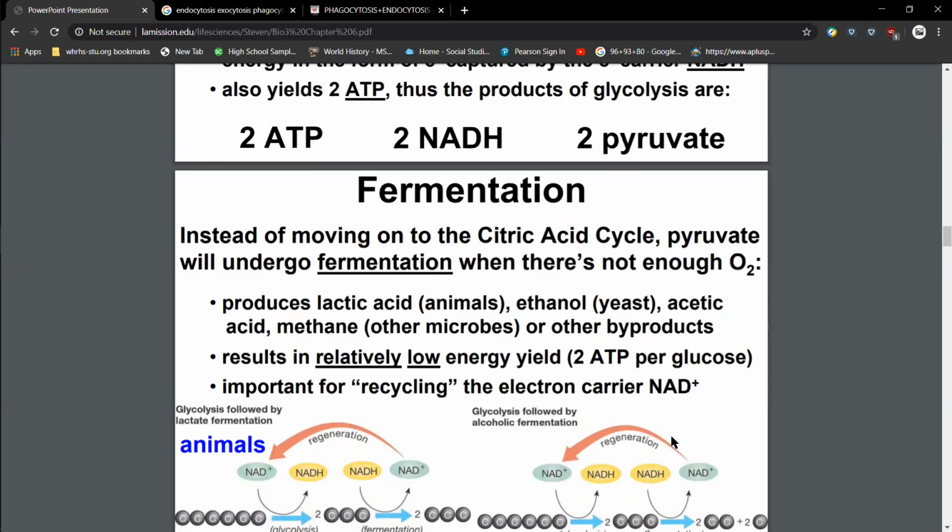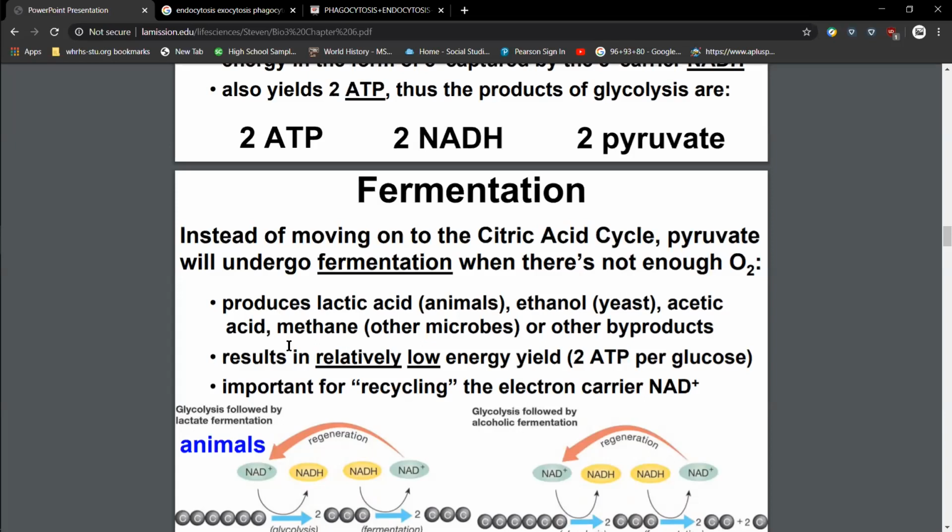When there's not enough oxygen, we go into fermentation. In your muscles, after you sprint or go for a long distance run, you'll feel like your legs hurt and you'll get that burning sensation. And that is due to the products of fermentation. When you're running, your muscles are starved of oxygen, but they still need the energy, that ATP. They start to go into fermentation.